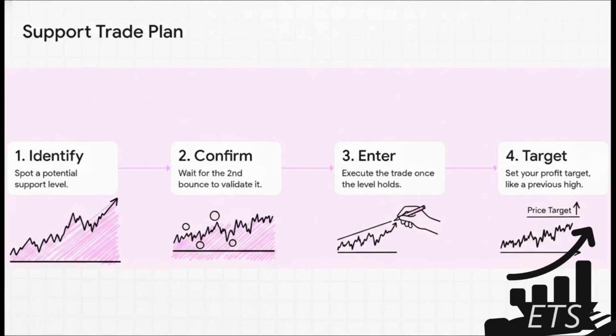Imagine a stock, we'll just call it Innovate Corp. It falls to $100 and bounces. Okay, that's step one. We've identified potential support. A week later, it falls back to 100 and bounces again. That's step two, the crucial confirmation. It's only now that you'd even consider step three, executing an entry. And the moment you do, you're already thinking about step four, planning your exit.